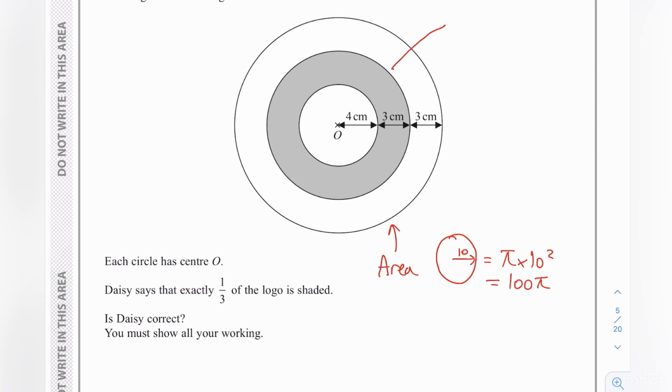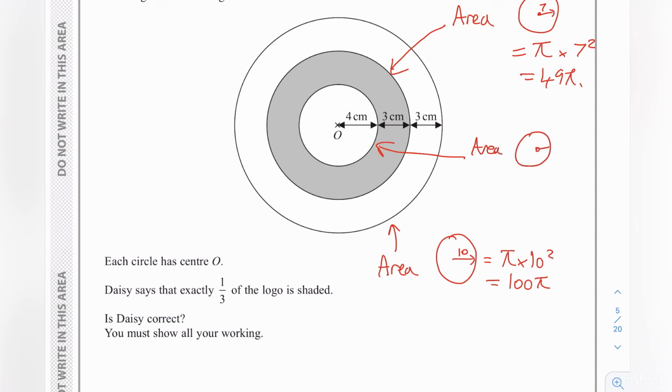Now, if we work out the area of the grey circle, so this would have a radius of 7 this time, because we'd go from the centre all the way to the edge, which is 7. So therefore the area of the grey and the white circle in the middle is equal to pi times 7 squared, which is 49 pi. If we then work out the area of the smallest circle, so the white one in the middle, this would be equal to pi times 4 squared, or in other words, 16 pi.